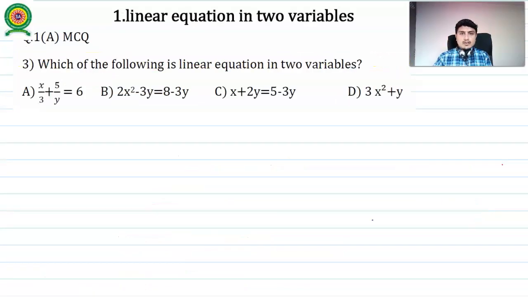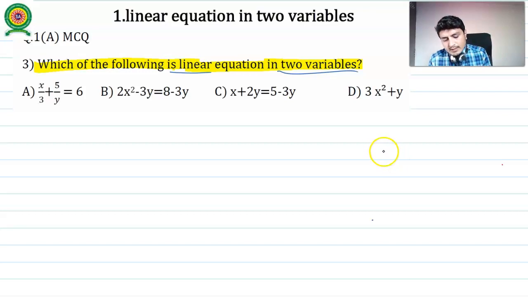Now look at the third sub question. Which of the following is a linear equation in two variables? First of all, try to understand what exactly is meant by a linear equation in two variables. The name itself indicates that linear means each and every variable has its own degree as 1. And two variables means there are strictly two variables, like a and b, x and y, p and q, l and m, like that.